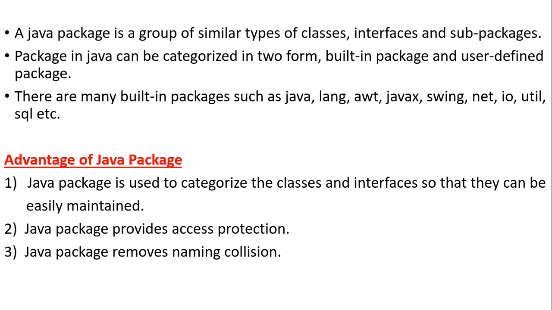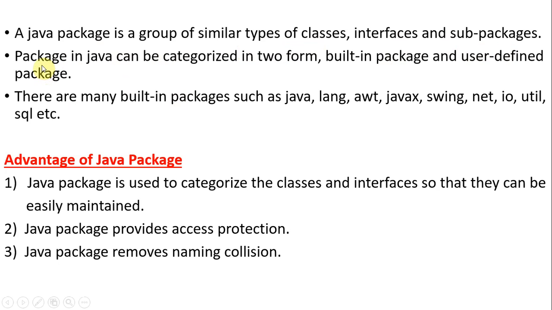So what is a class? Basically, a class is a collection of data members and member functions. Or a class is a collection of objects of similar type. Okay. That means a class is nothing but a group. In the same way, a package is also a group consisting of a set of classes, interfaces and sub packages. So in the package, a set of classes, interfaces and sub packages are present.